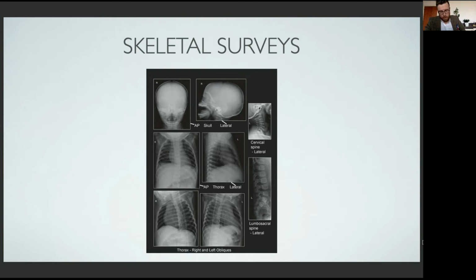A skeletal survey is most usually reported by 2 consultant radiologists, and they are usable in a court of law. So skeletal surveys are often used as evidence in child abuse cases.